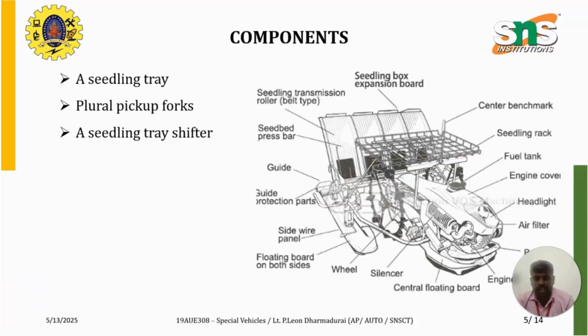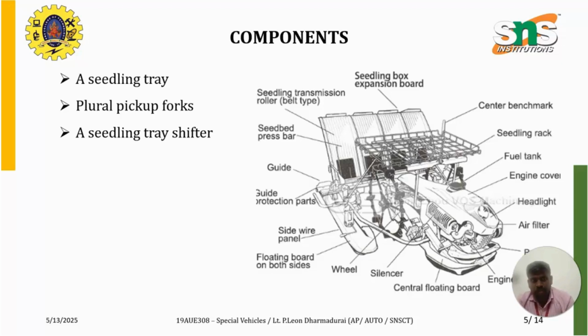So these are the basic components of the paddy plantation machine. First is the seedling tray, the plural pickup fork, and the seedling tray shifter. The seedling tray is present at the rear of the vehicle. You can see it over here, the seedling box, where the paddy saplings, in the form of a square in the seedling tray, are placed for plantation purposes.